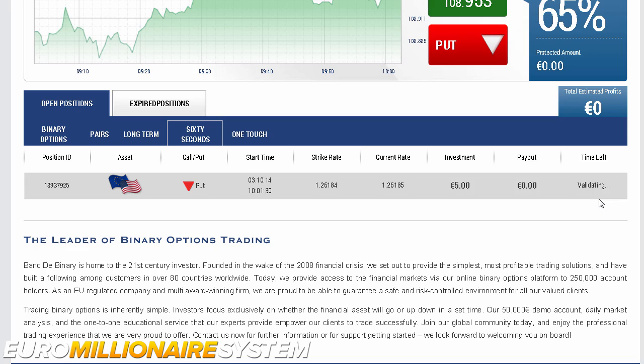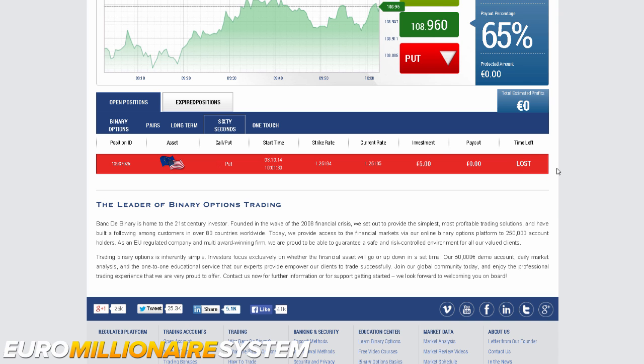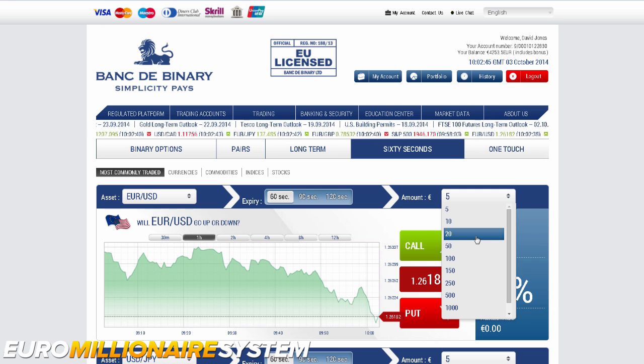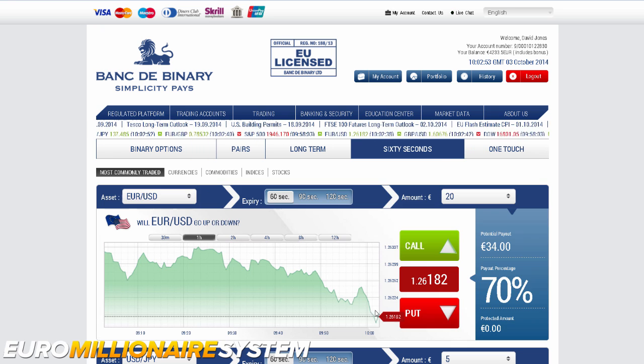We've got a losing trade. This just happened in the last second, and is a perfect example of how volatile the market can get at times. So, I'm just going to place another trade, but with a €20 investment this time. Alright, my trade is on.